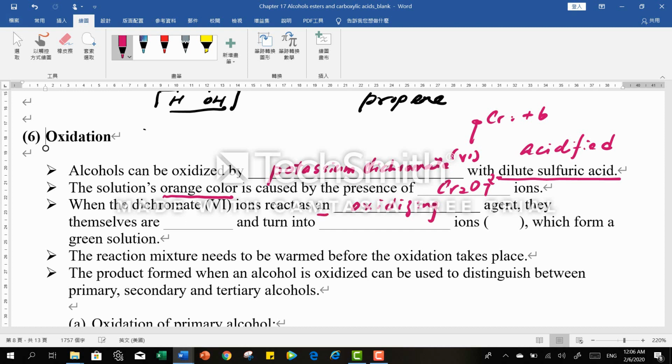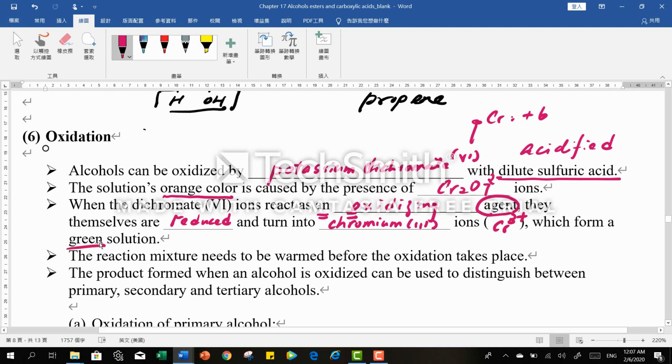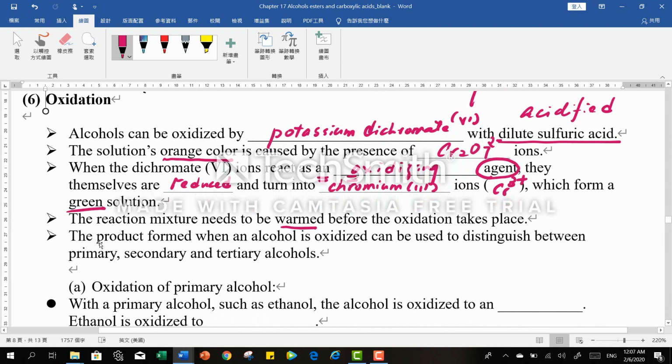This one already told you is an oxidizing agent, so definitely not a reducing agent. When you oxidize someone, an agent means you help to oxidize the other one, so you yourself have to be reduced, right? Because a redox reaction goes in pair. One undergoes oxidation, the other one undergoes reduction, and turns into chromium(III) ions, Cr3+, which form a green solution. The reaction mixture needs to be warmed before the oxidation takes place. Or sometimes if you want to oxidize a primary alcohol all the way to carboxylic acid, you can use heating under reflux. It's up to you.